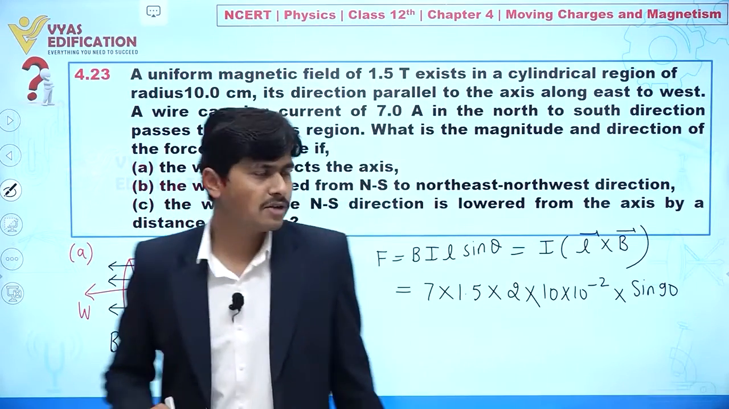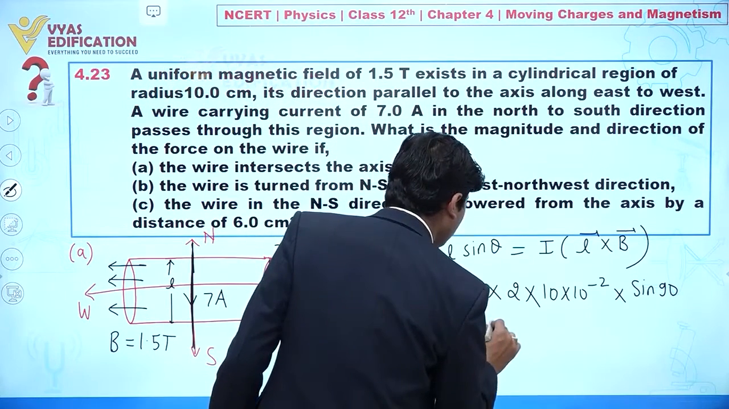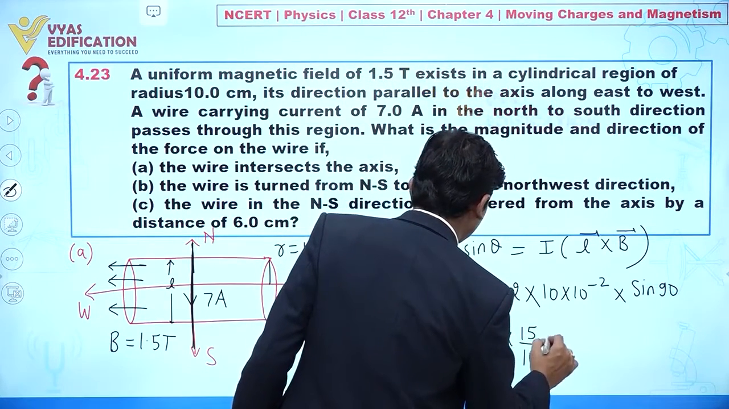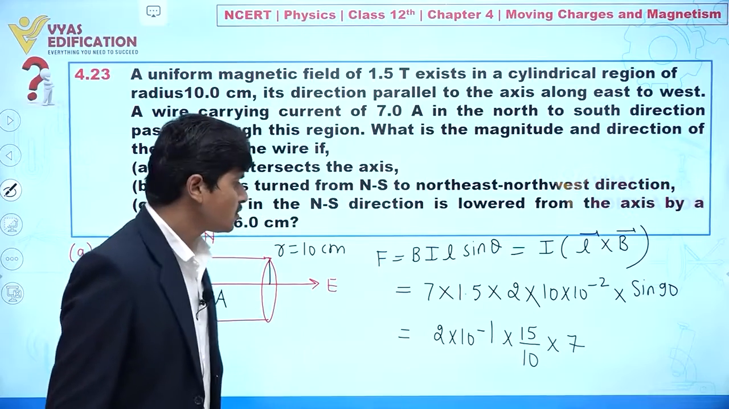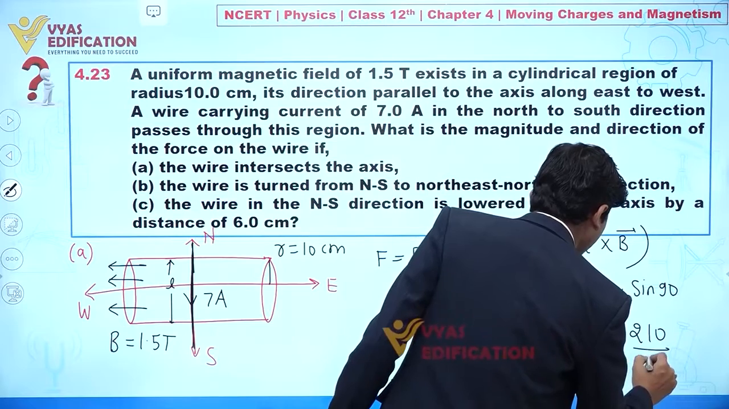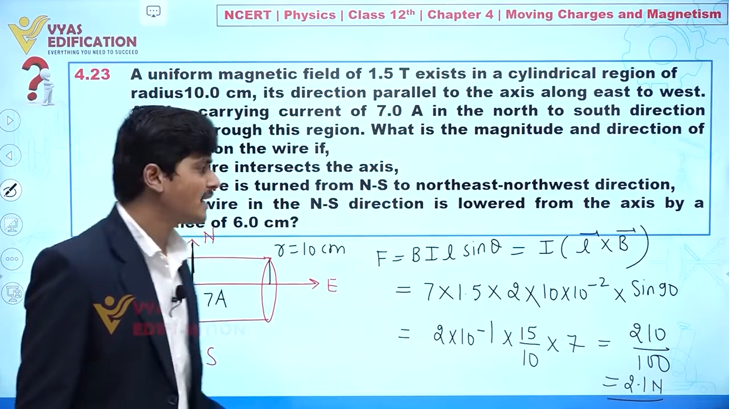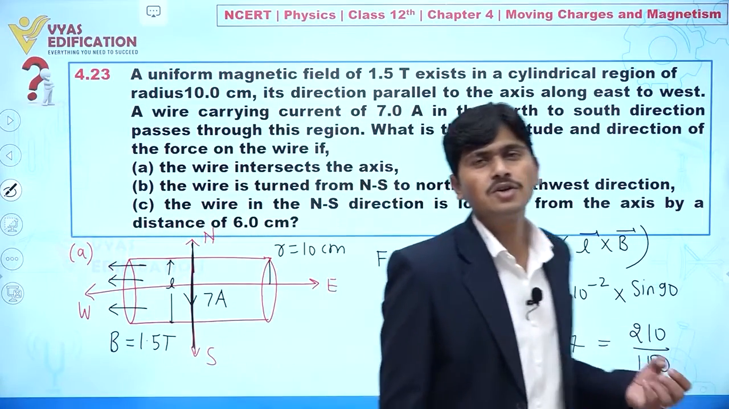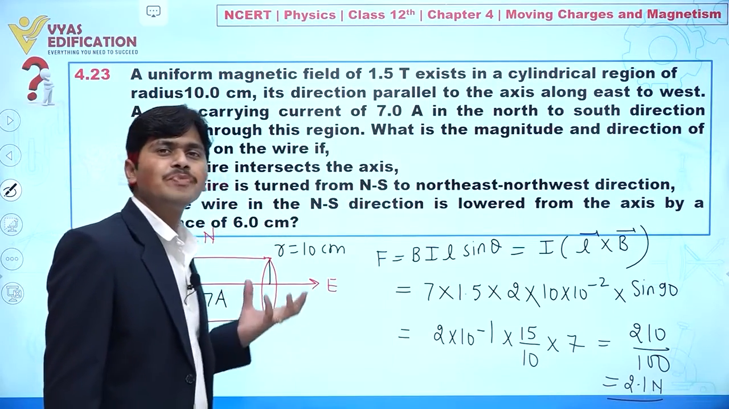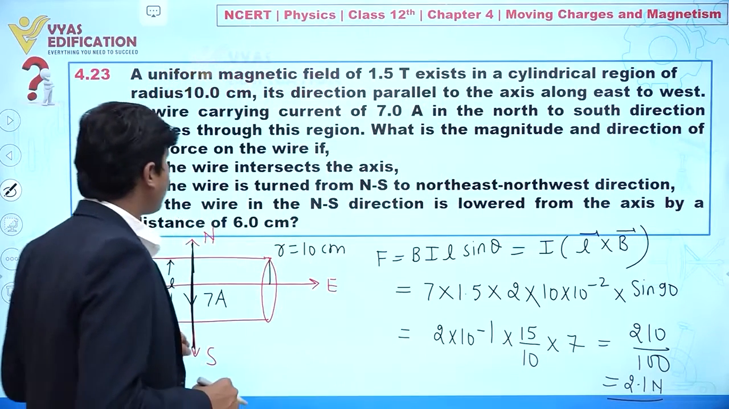Clear? So from here you can write like this. This is equal to 20 into 10 to the power minus 2. So 2 into 10 to the power minus 1. Clear? Multiply 15 by 10, multiply 7. Clear? So from here you can say this is 30 divided by 100, and this one is equal to 2.1 Newton. Clear? So we are getting here force acting on this wire equal to 2.1 Newton. Why is force acting? Because whenever we place a current carrying conductor inside a magnetic field, it always feels a force. Clear? So this is all about part number A.